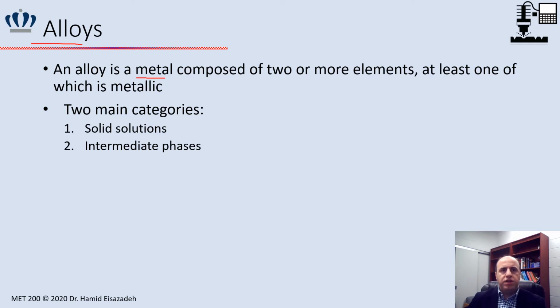We have two main categories for alloys. One is the solid solution, and the second one is intermediate phases. And in alloys, you should keep that in mind: in an alloy, we have one element that has to be metallic. We will discuss solid solutions and intermediate phases later on in this lecture.